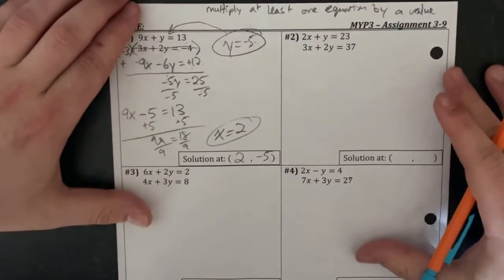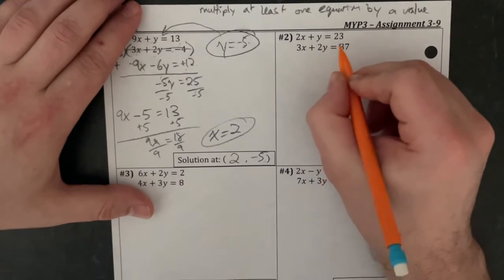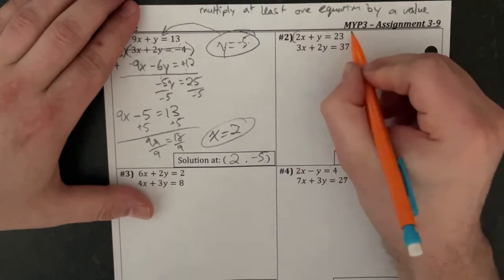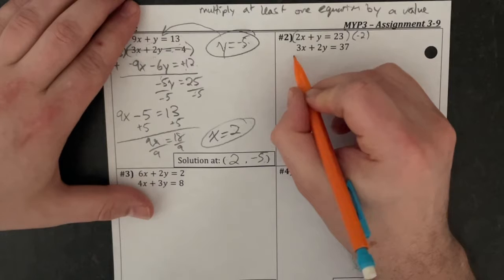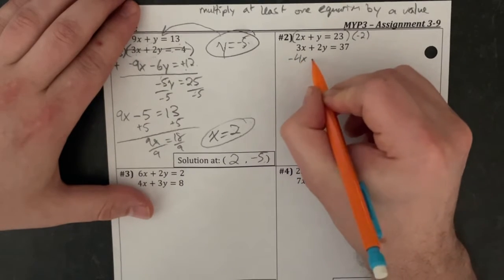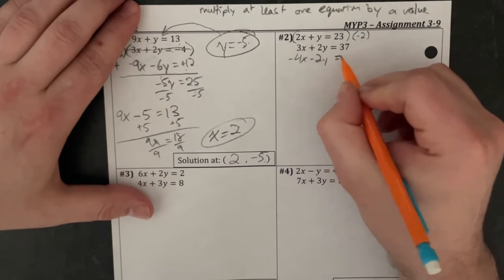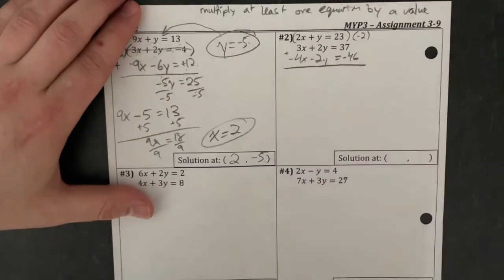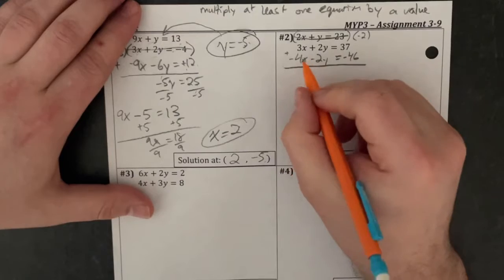So now on the second one, make sure you can multiply one of those equations by a constant. So I'm going to multiply that first equation by a negative 2, and I'm going to rewrite it like this. Let's do -4x minus 2y equals negative 46. You can use that Desmos calculator in case you get stuck on those integers. So now combine these two together.